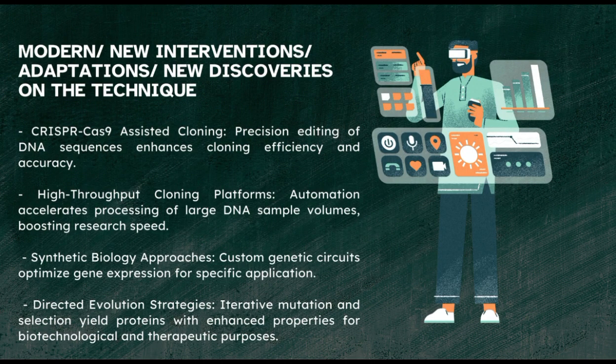For the modern new interventions, adaptations, and new discoveries on the technique: by integrating CRISPR-Cas9 technology into cloning processes, researchers can precisely edit DNA sequences, improving the efficiency and accuracy of cloning experiments. This advancement enables targeted modifications, facilitating the creation of custom genetic constructs with greater precision.